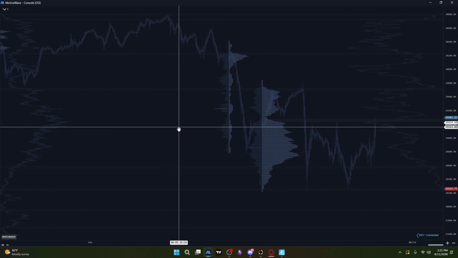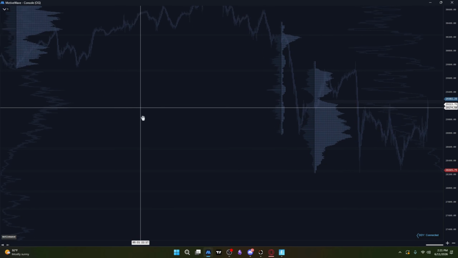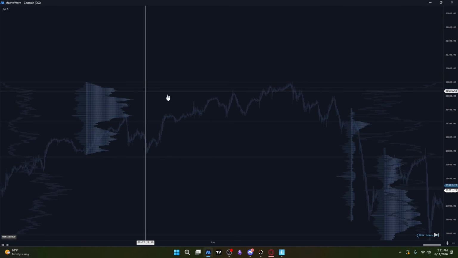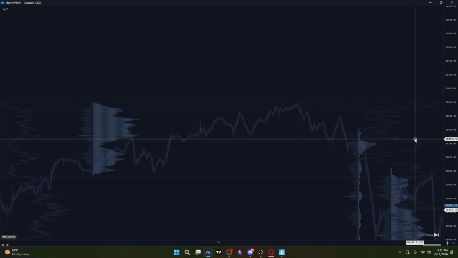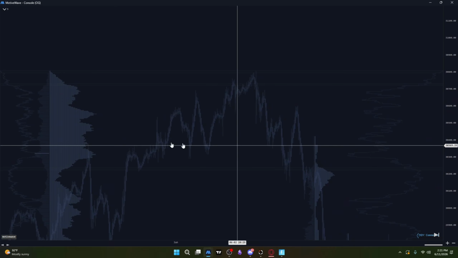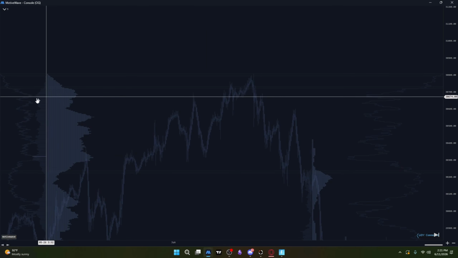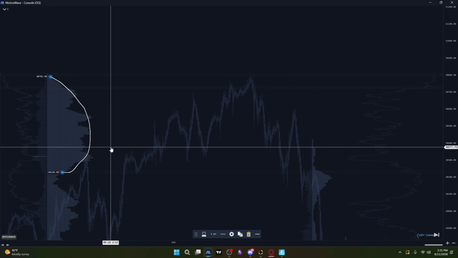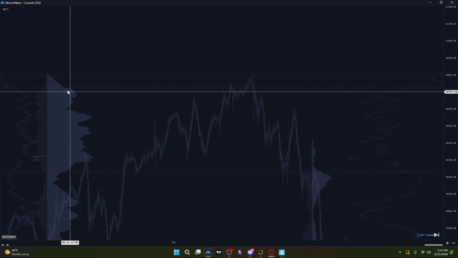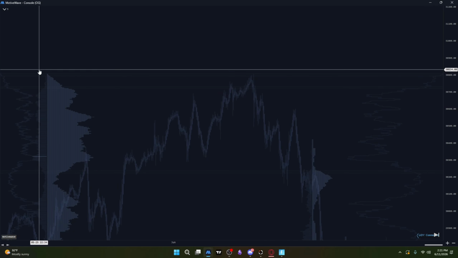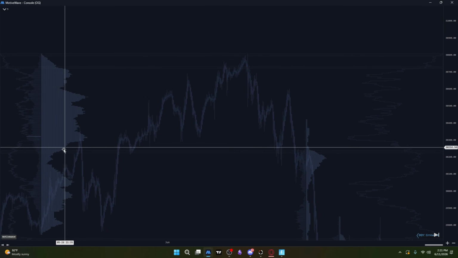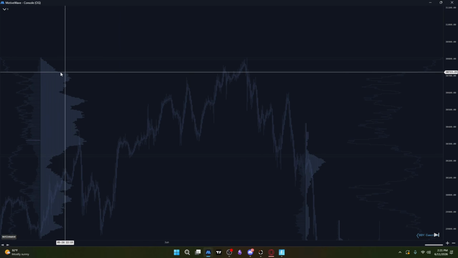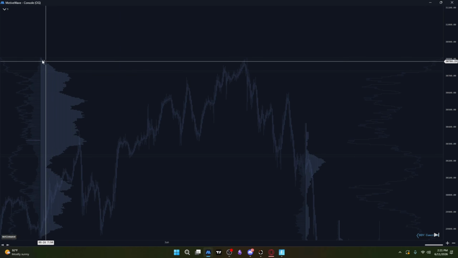Alright, all the levels are now plotted. I have most of them plotted. I'm going to go over them. So I have this TPO composite up here. You can see both my VPs on the left and the right. We have this balance. We have this shelf here and here. We have a ledge here, shelf here and here.